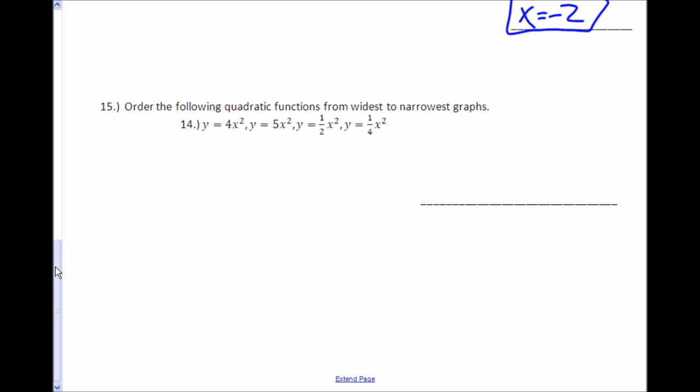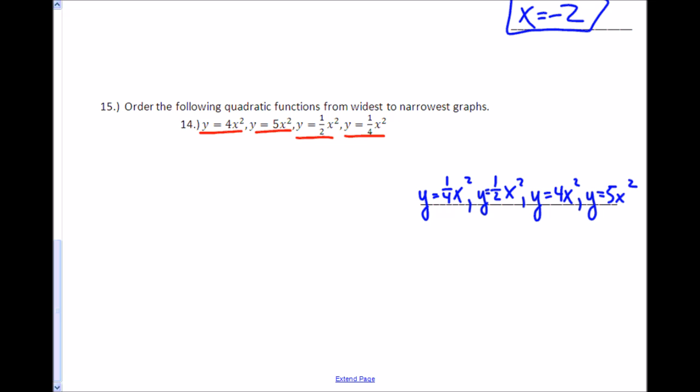So the smallest fraction I have here is this last one, y equals 1/4 x squared. Then the next smallest fraction is the one that has the 1/2. Again, this only goes by the a value. The next smallest value is the 4. As we increase these numbers from something like 4 to 5, it's going to get more narrow. And then the last one I have is the 5. So essentially, I'm just listing these a values from smallest to largest, ignoring any negative signs that we might have. Okay? And that's it.